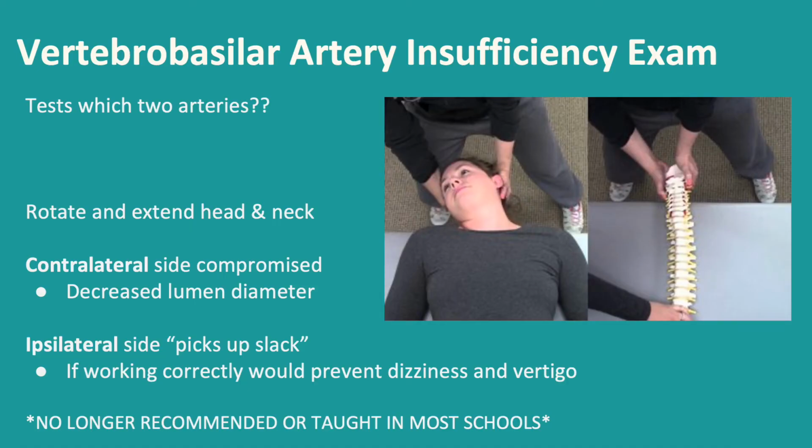So we talk about this exam in spinal anatomy, and you'll talk about it again in NMS in 5th try. So the vertebral basilar artery insufficiency exam. You're going to hear about this time and time and time again throughout your Palmer education. So this is an exam that was designed to test the patency of the vertebro-basilar junction. So we're testing 2 arteries, the vertebral artery and the basilar artery. If you remember from CNS, the basilar artery is up in the brain, and the vertebral artery is traveling up that cervical spine to supply the brain.